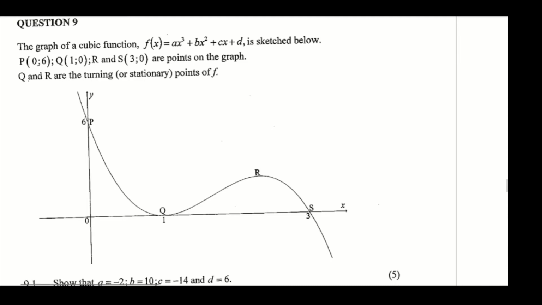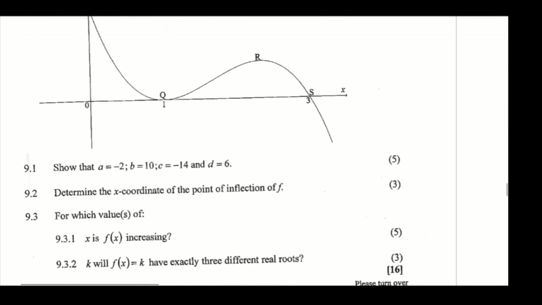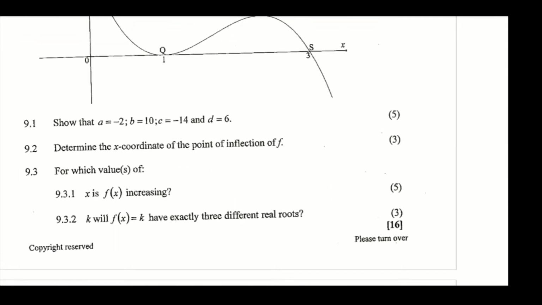So this is question 9. We are given a cubic function f of x equals ax cubed plus bx squared plus cx plus d, and we have the points of our x-intercepts and our y-intercept here, and we are told that Q and R are turning points of f. So this is the graph below that we're given, and in 9.1 we are asked to find the values of a, b, c, and d.